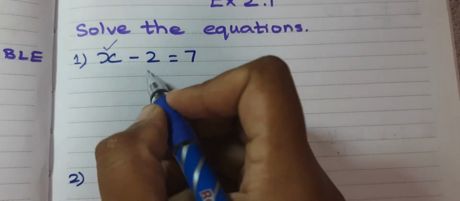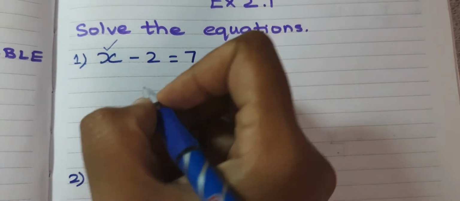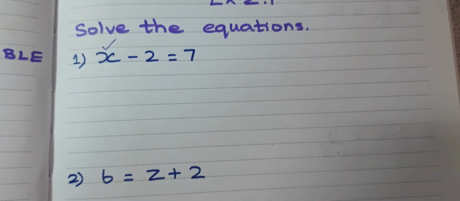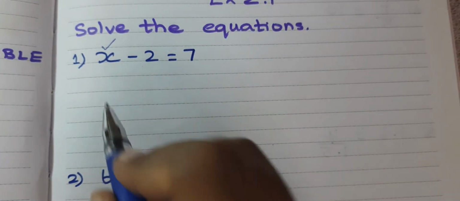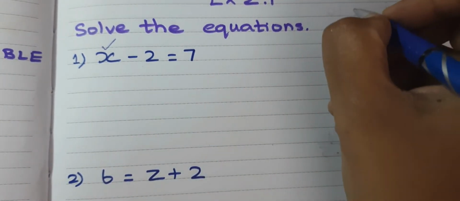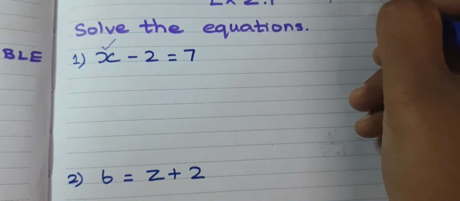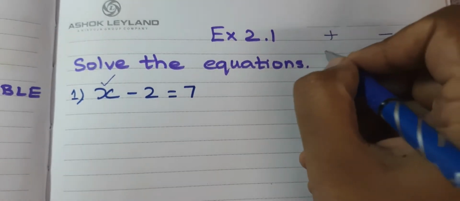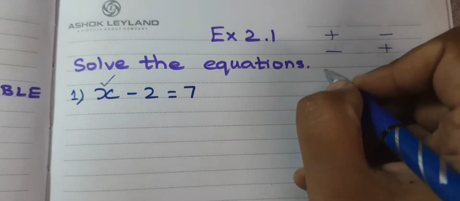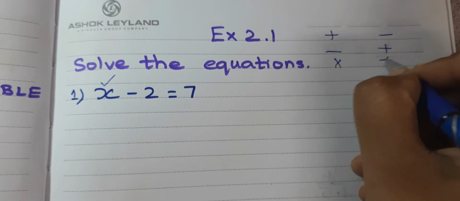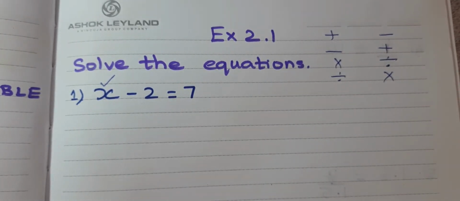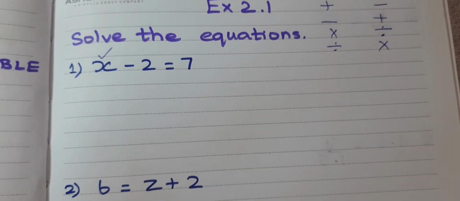So what is the first step to eliminate this number? Here you are having minus 2. If it is minus 2 means you have to do the plus 2. Minus means addition. So the rule is, if it is plus, you have to subtract. You have to take the reverse sign. If it is subtraction, you have to take the plus sign. If it is multiplication, you have to do the division. If it is division, you have to do the multiplication. These are the 4 rules. Just you have to take the reverse sign.